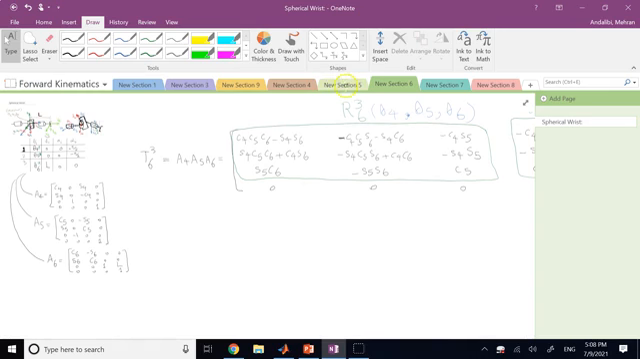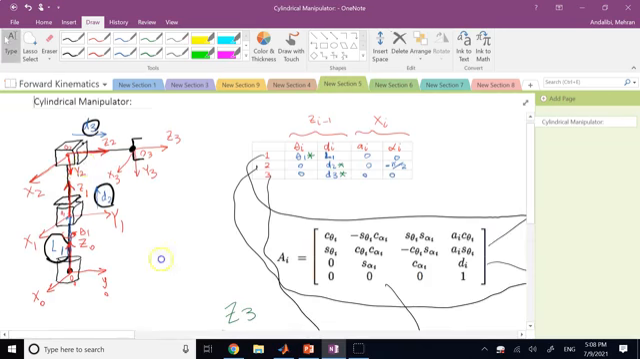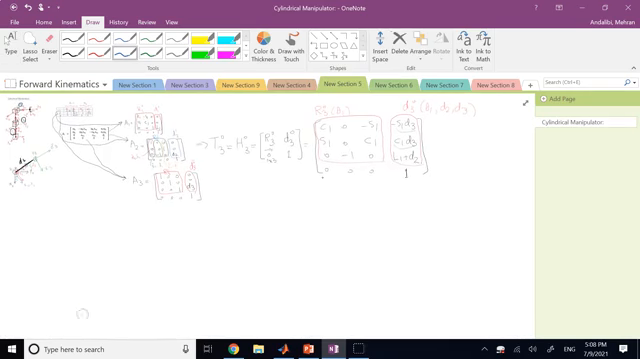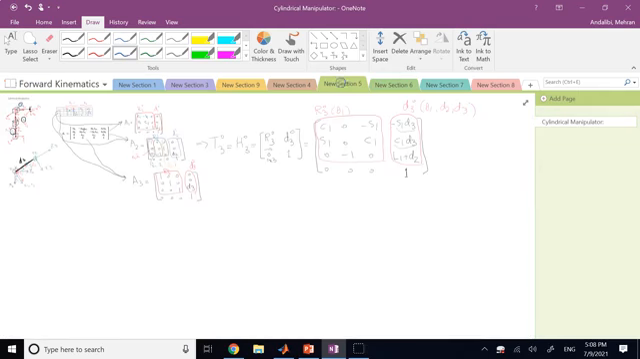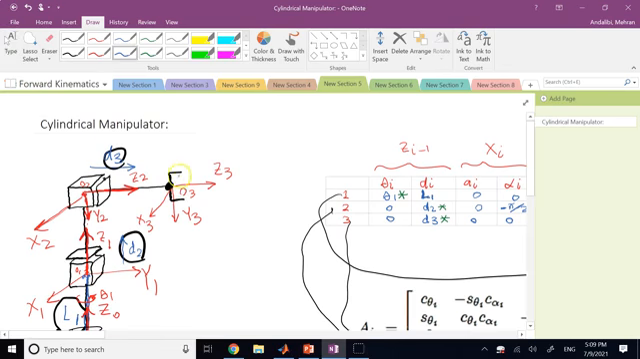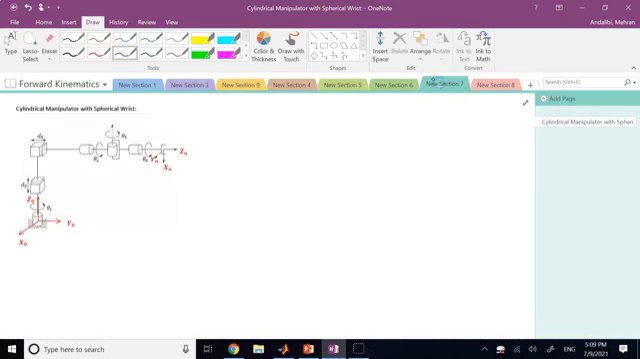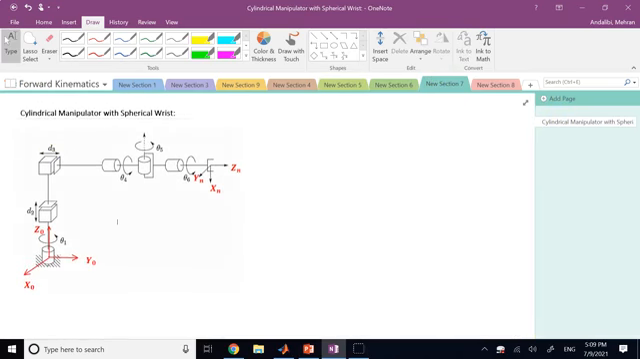So this is the spherical wrist. This was the cylindrical manipulator, if you remember. And now you might say, what if we combine them? What if I bring this whole thing, the spherical wrist with the gripper, and put it at the end of this? So instead of just directly connecting it to the gripper, let's put the spherical wrist here as well. And that is exactly what happens here.